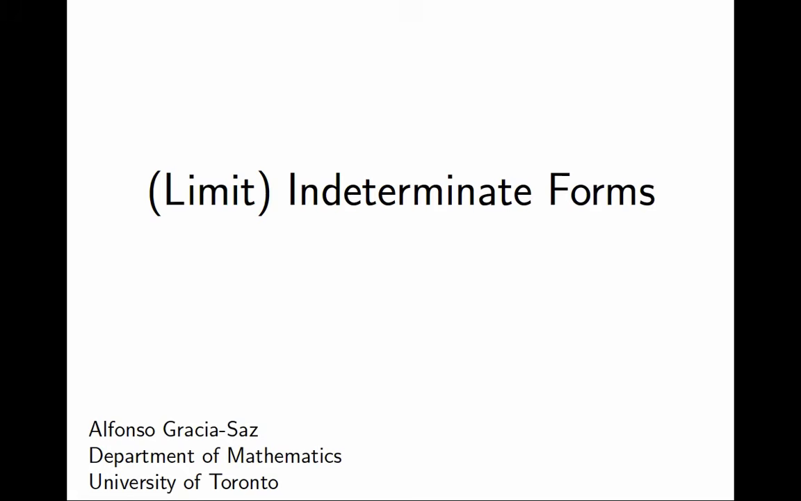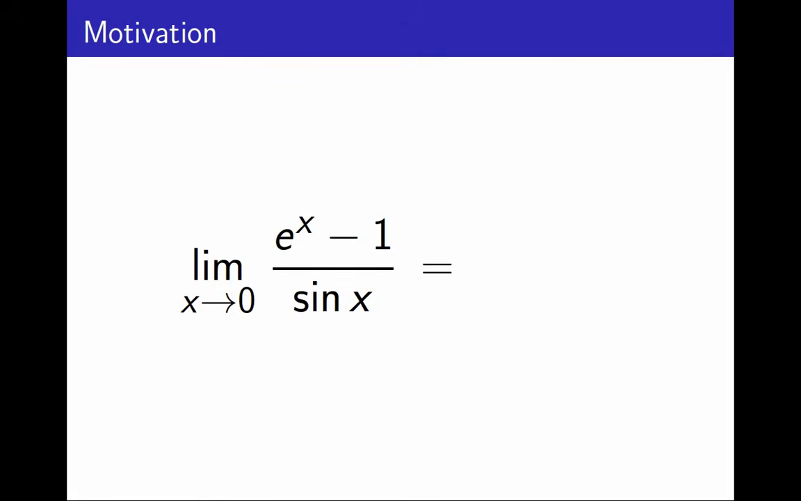As motivation, consider this limit. The function is a quotient. The numerator and denominator are both nice continuous functions. So I may be tempted to evaluate. But if I simply evaluate, I get 0 divided by 0. That is not the answer. That is not a number. That makes no sense. Instead, we have an indeterminate form.